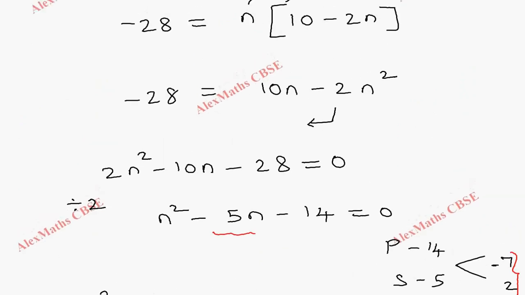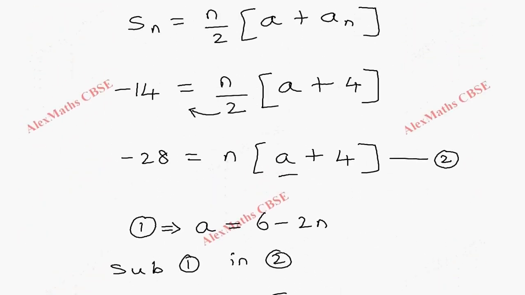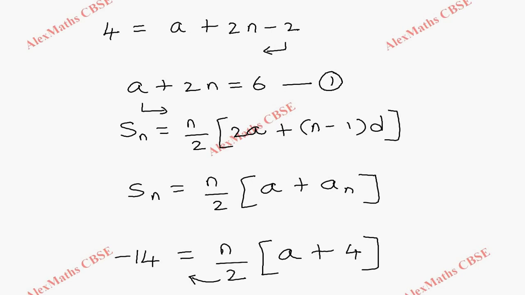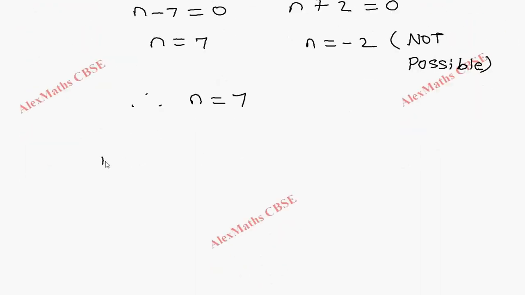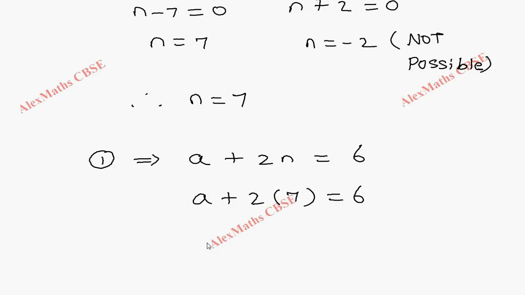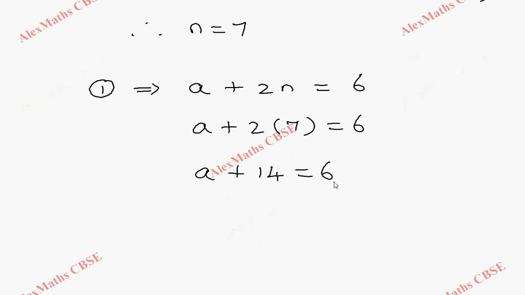Now we have to find the value of a. For that I can use the first equation again, that is a plus 2n equal to 6. We substitute the value of n as 7 here. So it is a plus 14 equal to 6. And we take it to the other side. So a equal to 6 minus 14 and the value of a is minus 8 after subtraction.